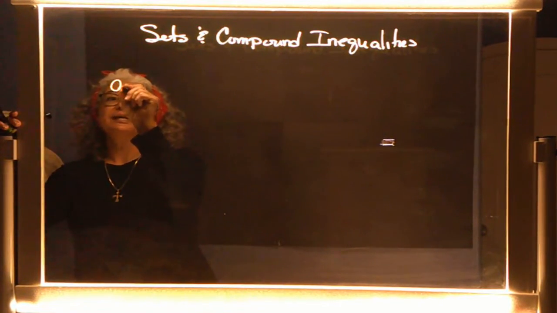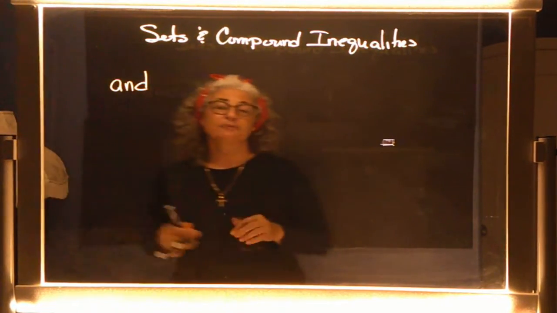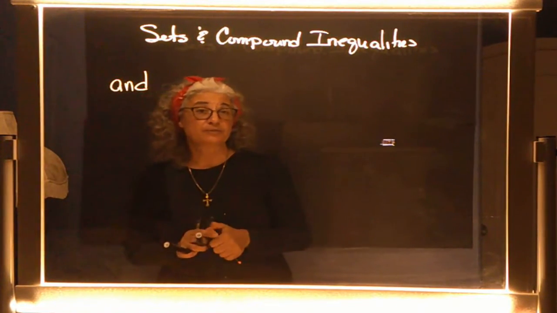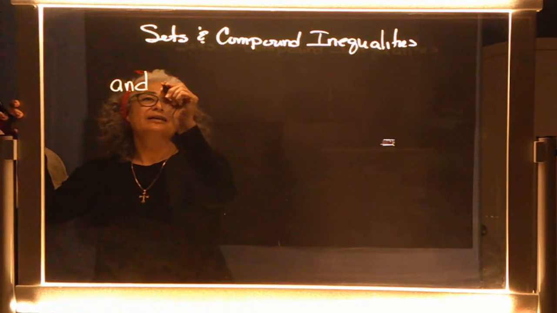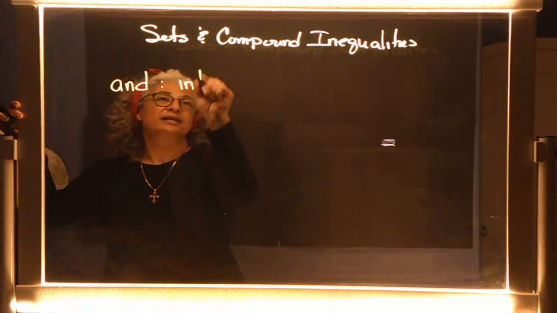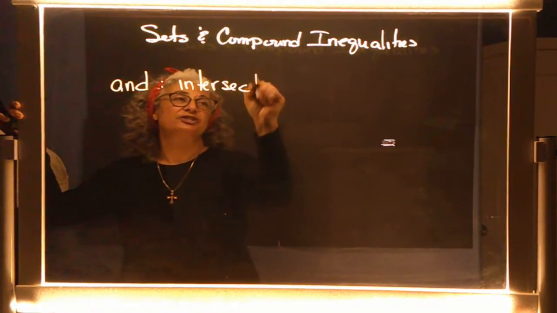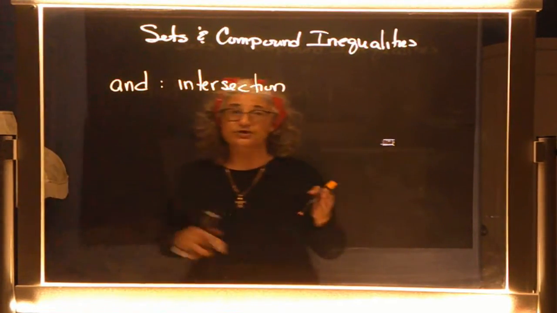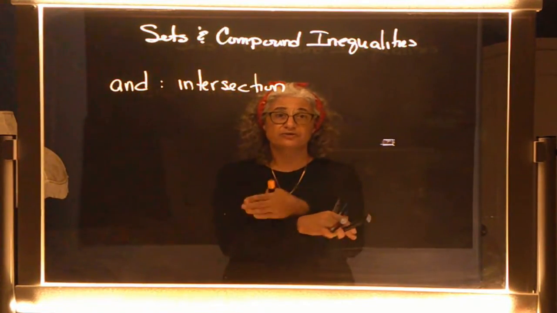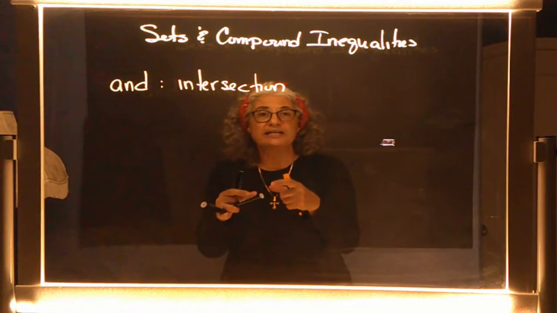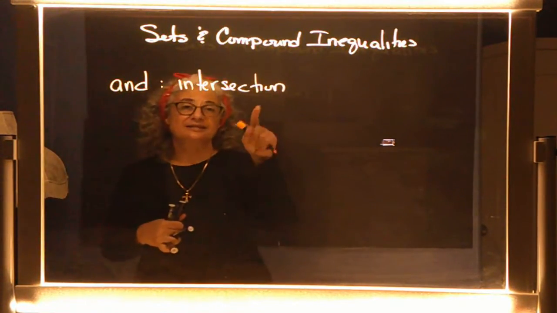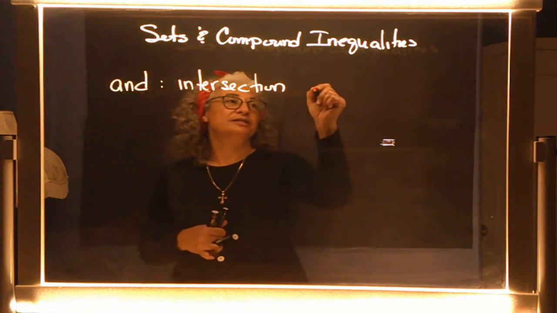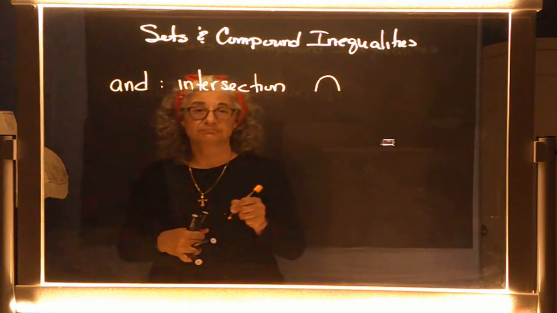The first word is and. If the ball is red and blue, that means it's both colors at the same time, isn't it? Okay, so in math, the word and represents the word intersection. Like streets. Some streets intersect each other, don't they? They have a common meeting point. Agreed? Okay. The symbol for intersection is this upside down U.